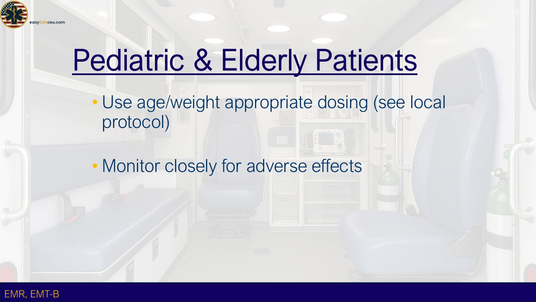When administering naloxone, always use an age and weight-appropriate dose as outlined in your local protocol. Pediatric and elderly patients may require adjusted dosing to ensure both effectiveness and safety. After administration, monitor the patient closely for any adverse effects, such as agitation, changes in vital signs, or signs of allergic reaction. Continuous observation is essential to assess the patient's response to the medication and to identify any potential complications early, allowing for prompt intervention if needed.